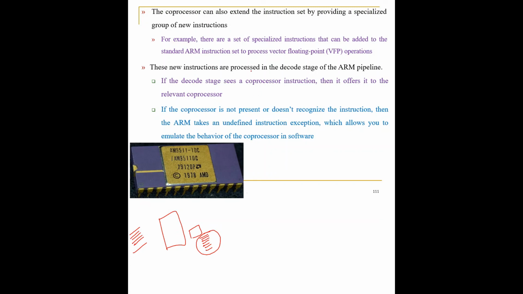These instructions are processed in the decode stage of the ARM pipeline. If the decode stage finds a coprocessor instruction, then it offers it to the relevant coprocessor. If it is not recognized, then it will go to the undefined mode. So whenever you are adding a coprocessor to the main processor, you need to make sure that it is compatible with the main processor. Also, you need to make sure that the coprocessor instructions are known to you and they are added to the standard ARM instruction set.